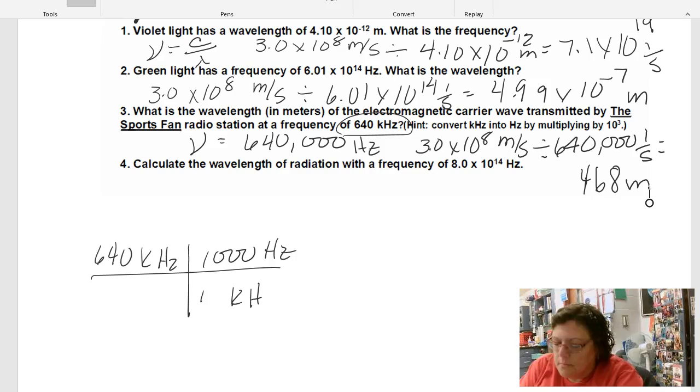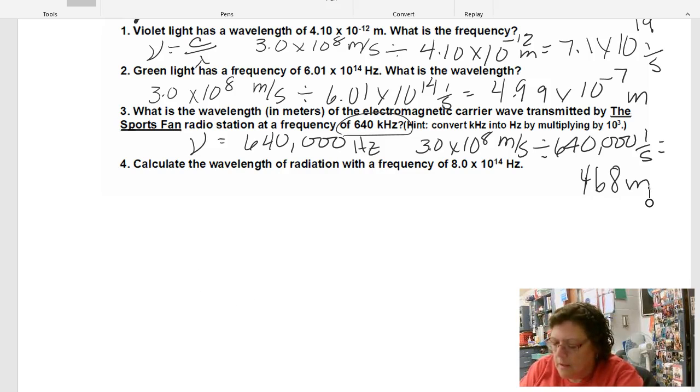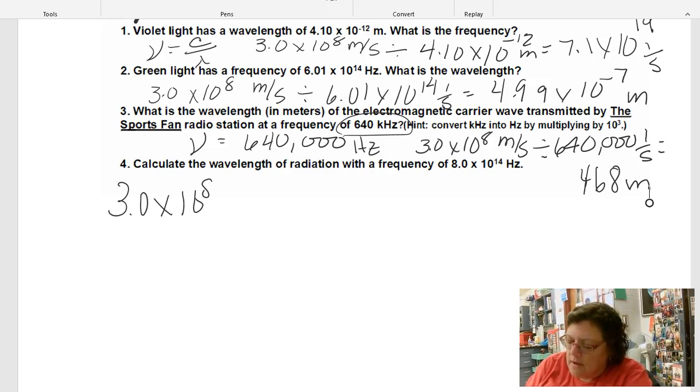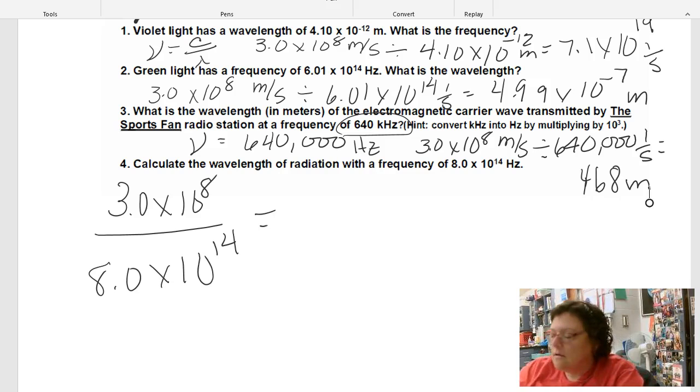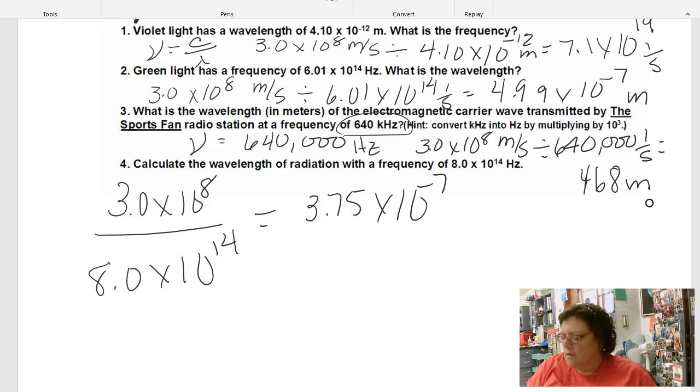The last one, calculate the wavelength of radiation with a frequency of 8 times 10 to the 14th. So again, 3.0 times 10 to the 8th divided by 8.0 times 10 to the 14th will give us 3.75 times 10 to the negative 7th meters.